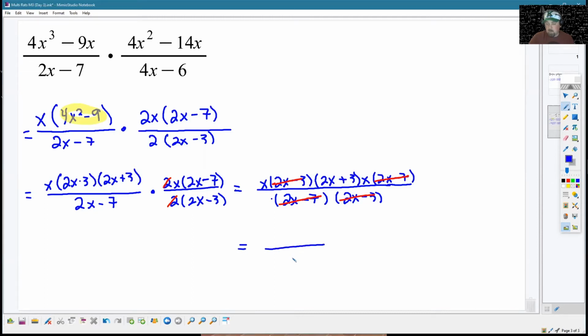So this is going to be over 1. And what's left is x times 2x plus 3 times x, which you would want to simplify and say that's x squared times 2x plus 3, and there's no need to put it over 1. That'll be our final answer.